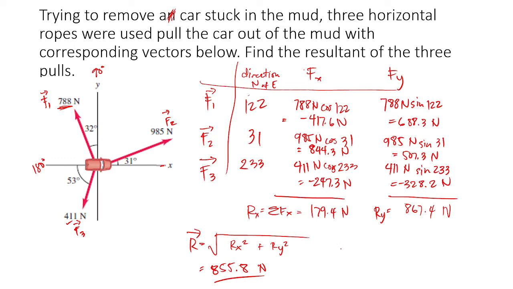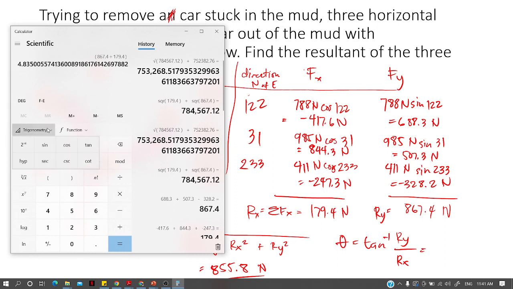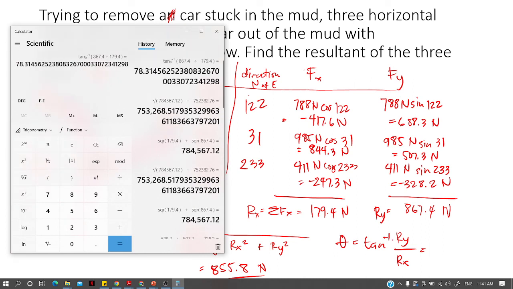And for our degree or our theta, this will be just equal to the arctan of Ry over Rx. Okay? So hopefully naalala nyo na, the inverse tangent. Para safe, ang pwede nyong gawin dito class ay lagyan nyo ng parenthesis, tapos your Ry, 867.4 divided by 179.4. Then, you just need to get the arctan. Press this second function, then tangent. So, we have there 78.3.